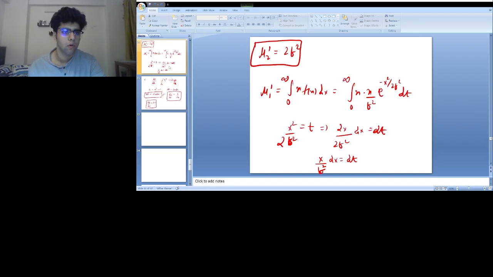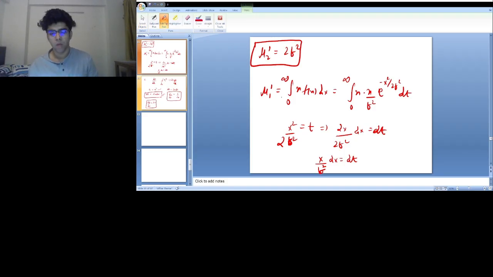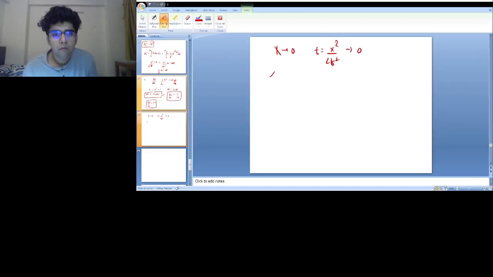Right, so we found this term here, yes. We just found this term, x upon b square dx is equal to dt. Now I'll be just substituting it, and when x goes to 0, my t, which is x square upon 2b square, goes to 0. When my x goes to infinity, my t, which is equal to x square by 2b square, goes to infinity.